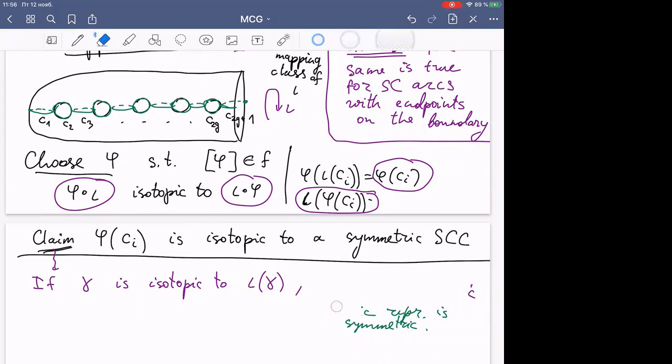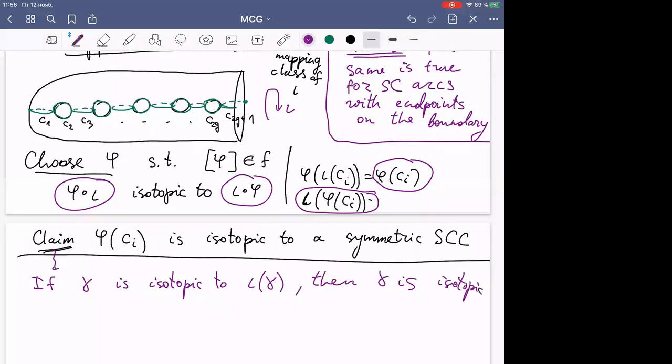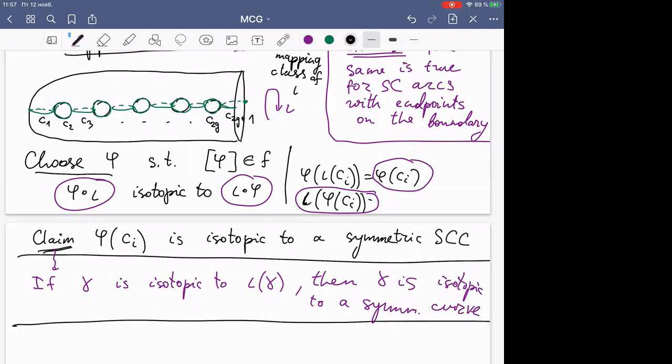I say one thing and write another thing, I'm sorry. I would like to say that if gamma is isotopic to iota of gamma, then gamma is isotopic to a symmetric curve. And this is because gamma is isotopic to a geodesic representative, which is then necessarily symmetric. Okay.